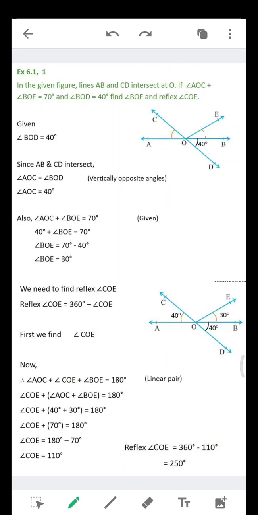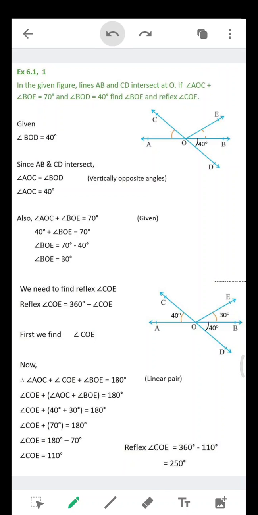Exercise 6.1, question number 1. In this question, we'll see step by step. The figure is given, lines AB and CD intersect at O. You can clearly see that lines AB and CD are intersecting at O. The sum of these two angles, AOC plus BOE, is given as 70 degrees. We don't know exactly how much AOC and BOE are, but the sum of AOC and BOE is 70 degrees.